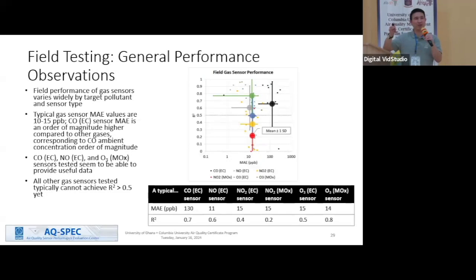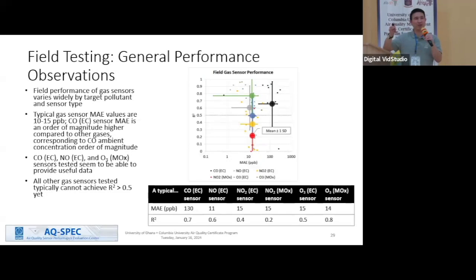Realization so far. Let's see. So ozone metal oxide sensors are a very promising area, where on average we've seen an R-squared of 0.8 and 14 ppb as a mean absolute error. I think for the Los Angeles area, because we have such high ozone levels, 14 ppb is not that bad for a low-cost sensor.